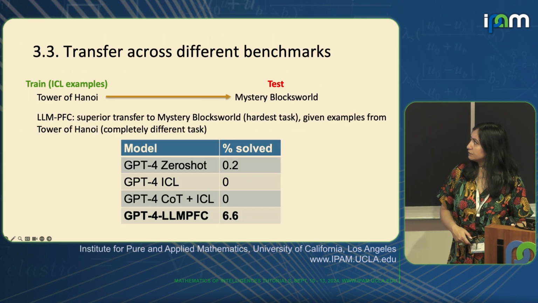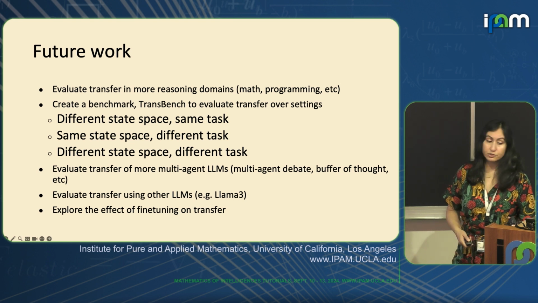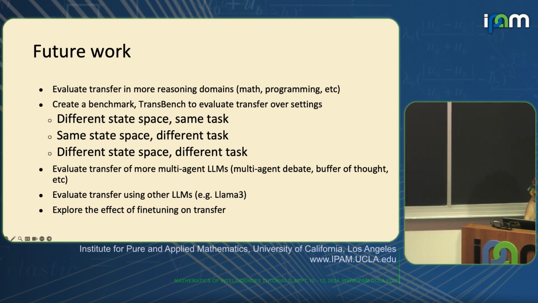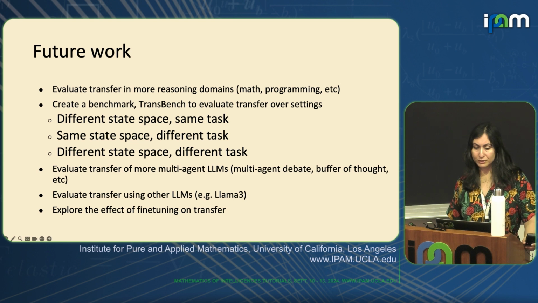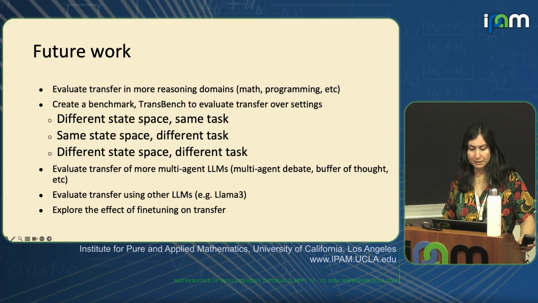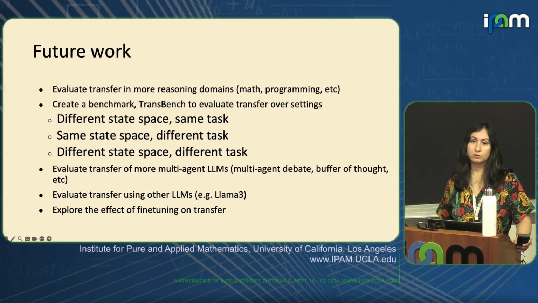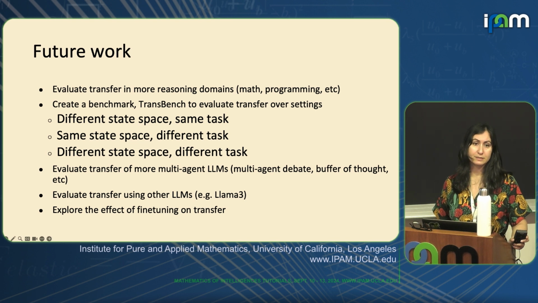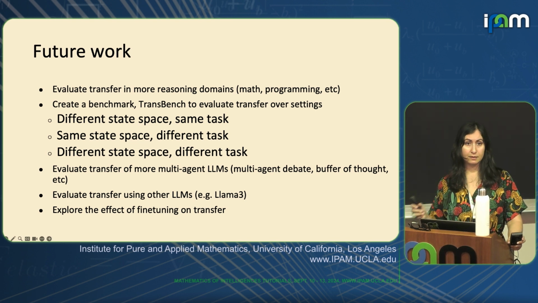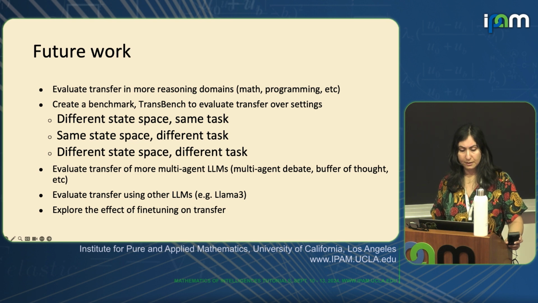Okay, I showed you all of these. Some future things that would be great to try would be to evaluate transfer in more reasoning domains like math and programming, create a benchmark, maybe we'd like to call it transbench, which is explicitly for different kinds of transfer. Maybe the high to low would be another one. Evaluate transfer for more multi-agent LLMs, and also evaluate transfer using other LLMs like Llama 3 and doing ablations on them, and explore the fine-tuning.